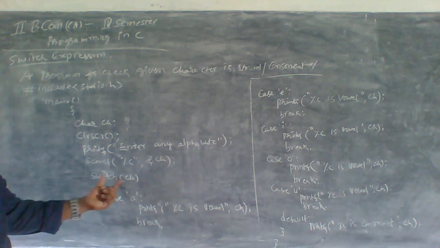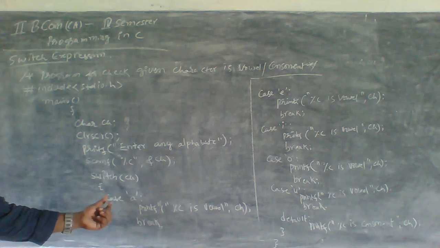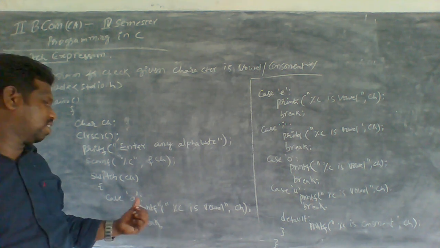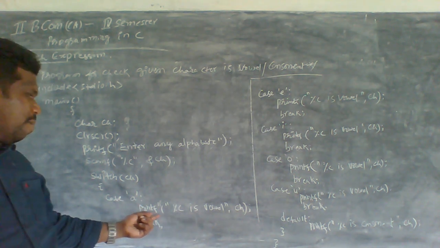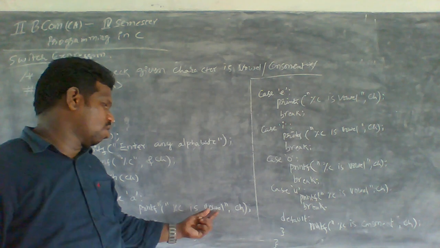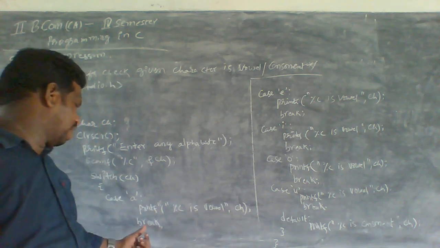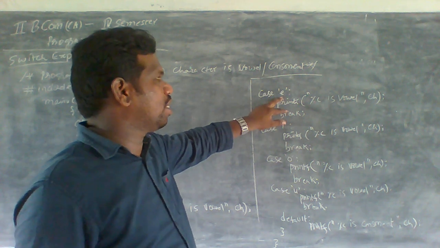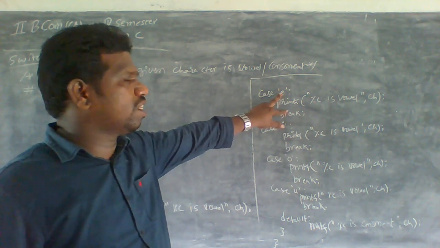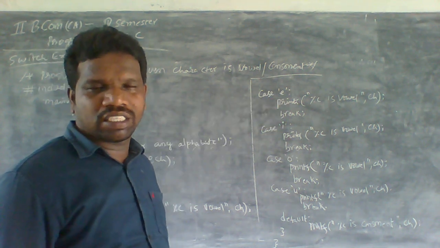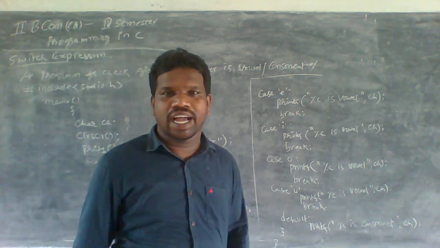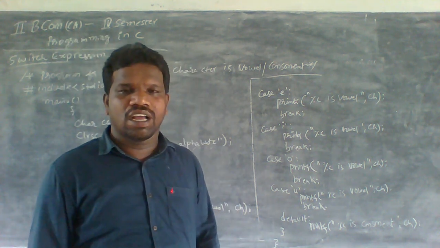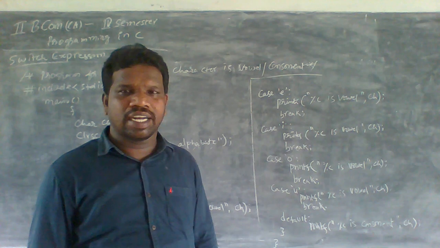Okay, so switch (ch) and open curly brace. Case 'a' is going to tell us about the printf: "%c is a vowel", ch, break. Then case 'e'. So 'e' has single quotes here because 'e' is a single letter, meaning a character. A character is written with single quotes, and a string is written with double quotes.